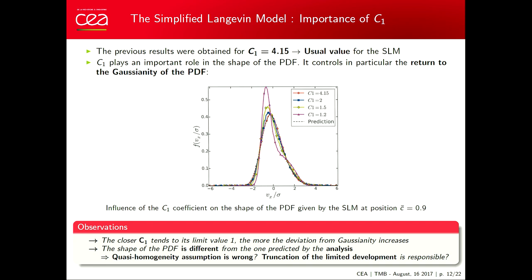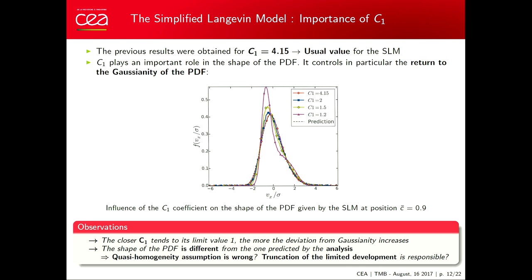Now, another important thing that must be known is that the previous results were obtained for a value of C1 of 4.15. This is the usual value used for the simplified Langevin model. But we can note that C1 plays an important role in the shape of the PDF because it controls its return to Gaussianity. To show this, we plotted here several shapes of PDF given by several values of C1. We can see that the closer C1 tends to its limit value of 1, the more the deviation from Gaussianity increases, with the extremal shape given by this curve for a value of C1 of 1.2. A second observation we can make is that the shape of the PDF is really different from the one predicted by our analytical development.